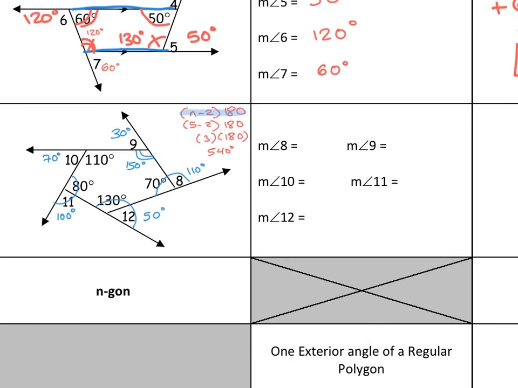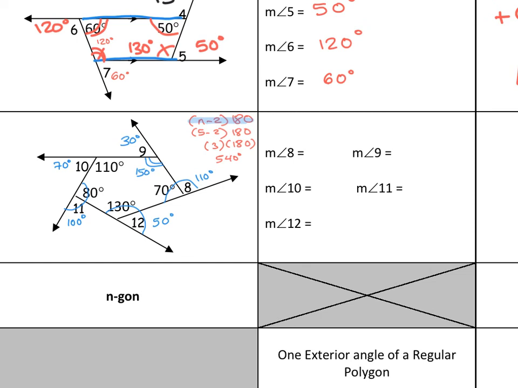So let's write that down. The measurement of angle 8 is going to be 110. Angle 9 is going to be 30 degrees. Angle 10 is going to be 70 degrees. Angle 11 is 100. And angle 12 is 50.